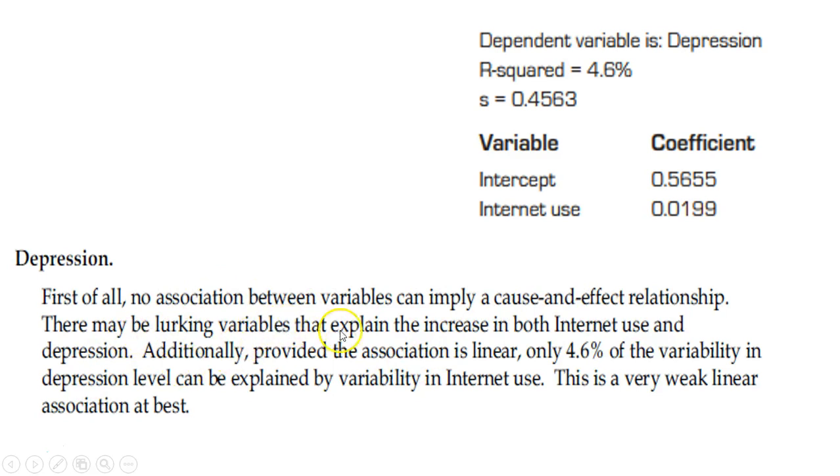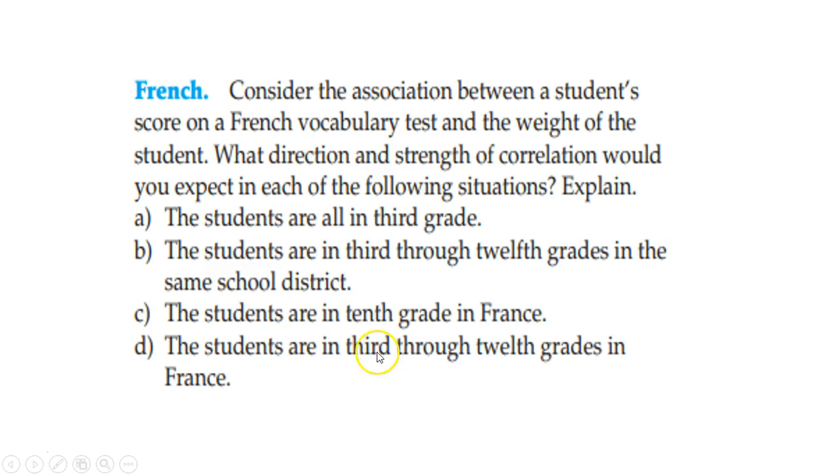Therefore, there are probably lurking variables that explain the increase in both internet use and depression. And additionally, provided the association is linear. If this is a linear relationship, only 4.6% of the variability in depression can be explained by that. So this is very weak.